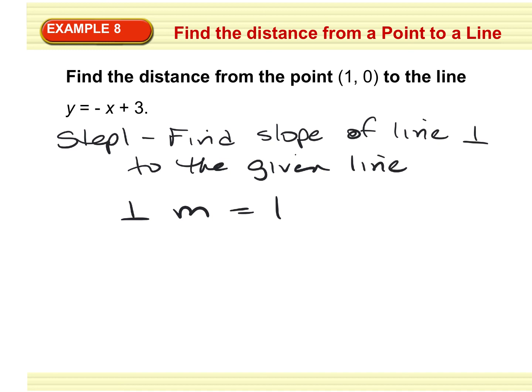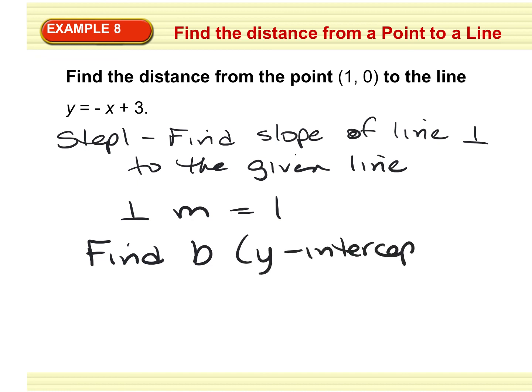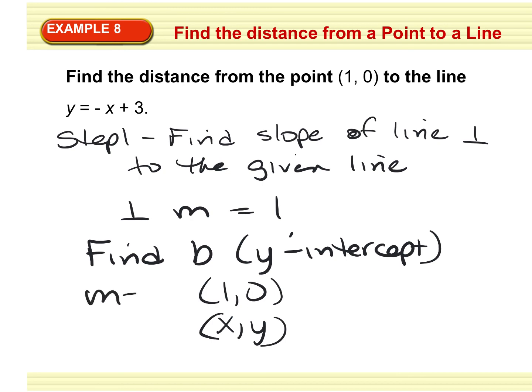So now I need to find the b. And I'm going to do the same thing that I just did. So I'm finding the b, the y-intercept, by plugging in the ordered pair they gave me for my x and y, and the slope that I just found that's perpendicular.